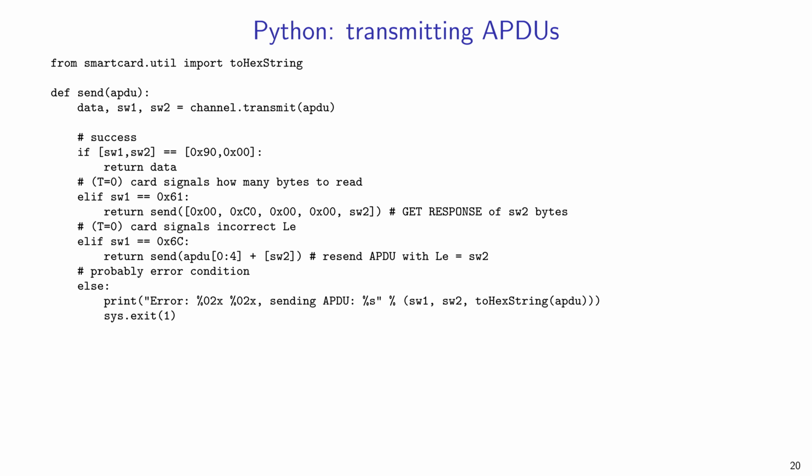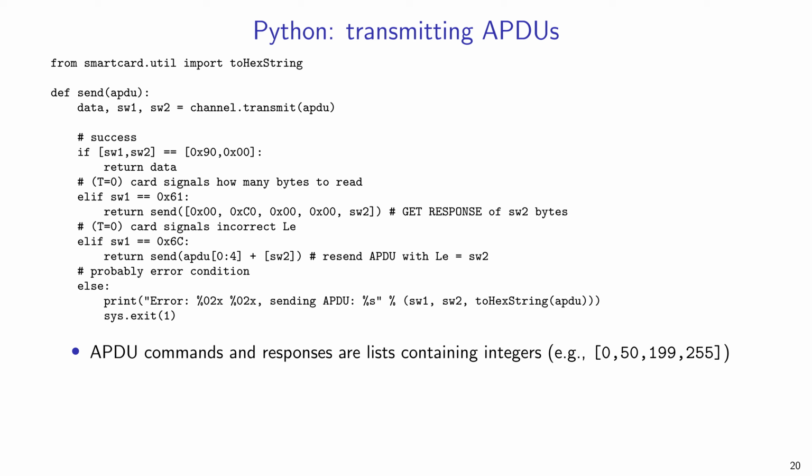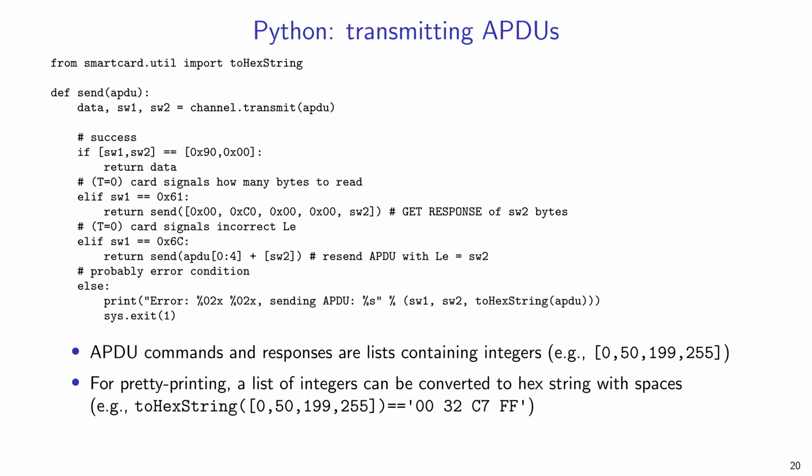If we encounter some unexpected error condition, we simply exit, as it does not make sense to continue our script, because if one APDU command has failed, all the following commands that depend on it will most likely fail as well. It is important to note that APDU commands and responses are lists containing integer byte values. For pretty printing, a list of integers can be converted to a hex string using this toHexString function, which we imported from the smartcard.util library.